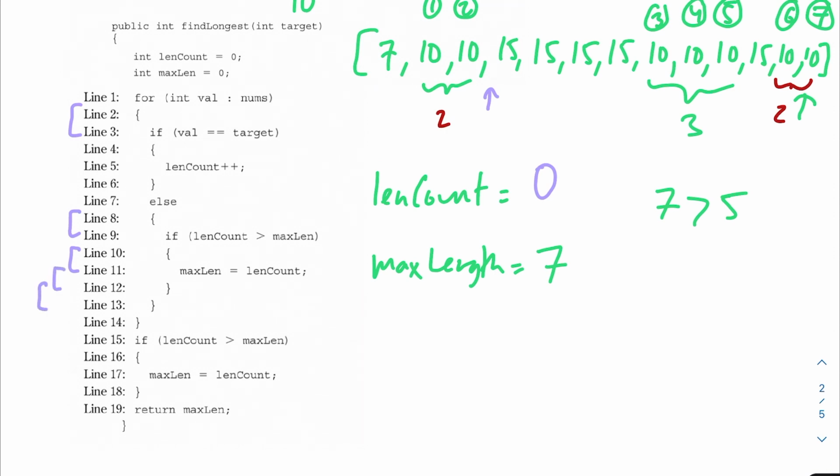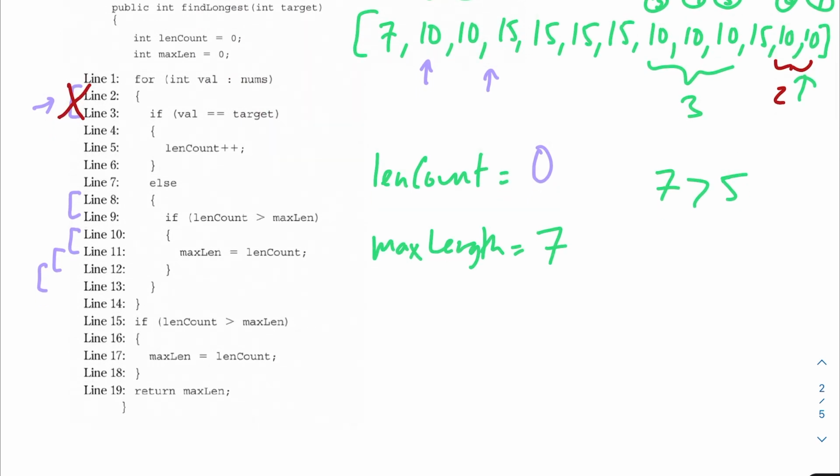I would say that between lines 2 and 3 would be wrong. Say, for example, we counted this first 10, so our length count is a 1. And then when we move on to the very next 10, we're just going to set our length count back to 0. So we would be doing it way too early there. So I would say A would not be the right answer. We don't want it here. All right, let's move on to the next one, between lines 8 and 9.